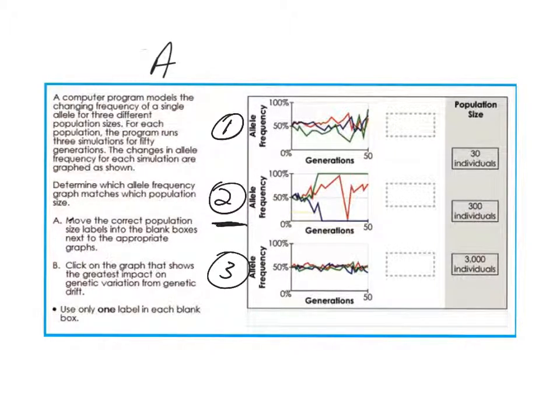2. This shows the most amount of change. So which do you associate? The 30. Which shows the least amount of change? 3,000. So where do you put that one? 3,000. And then, of course, the last one must be 300. Yes? Yeah. And if they ask you to click on the graph that shows the greatest impact on the genetic variation because of genetic drift, which would you do? Second one. This one. And life is good. Easy, yeah?